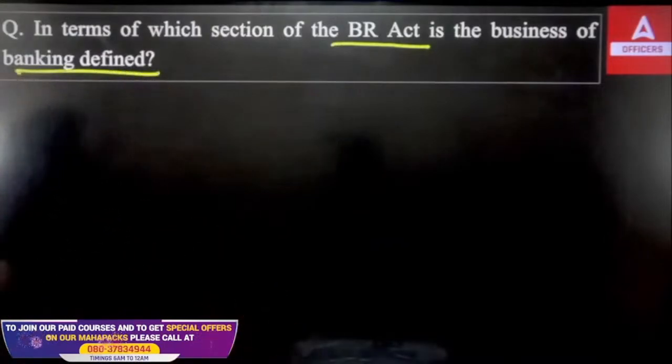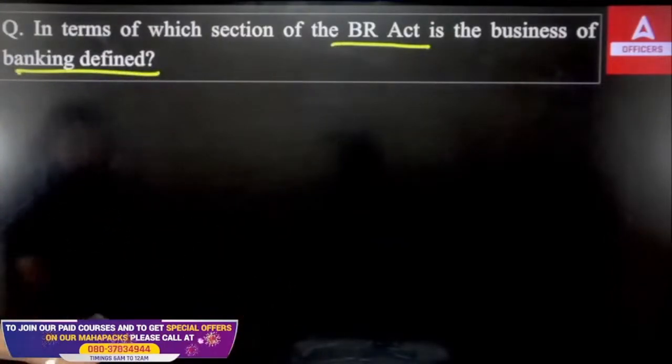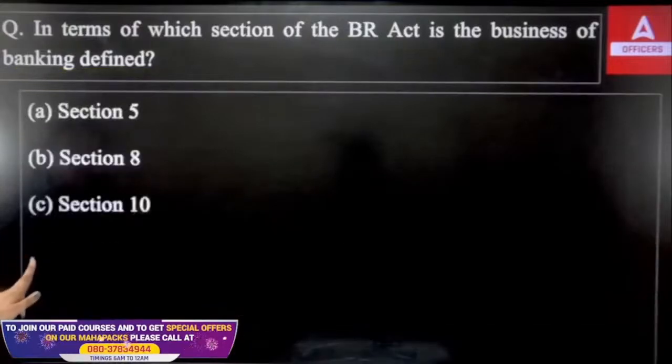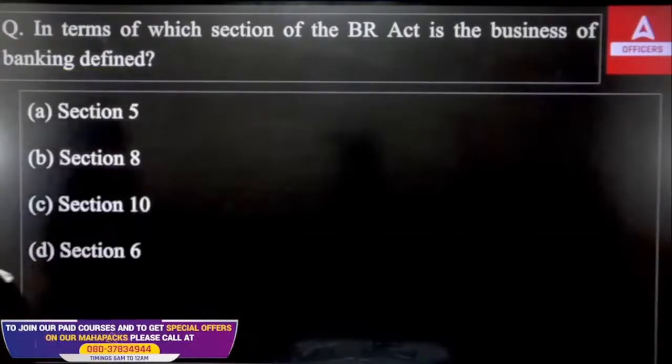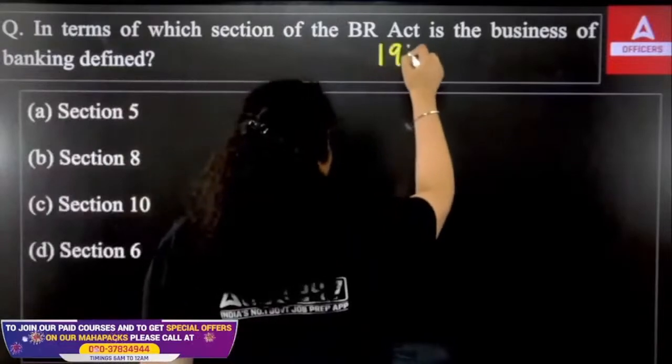Now, in which section of the Banking Regulation Act is the business of banking defined? The sections in front of you are 5, 8, 10 or 6. The Banking Regulation Act was introduced in the year 1949.